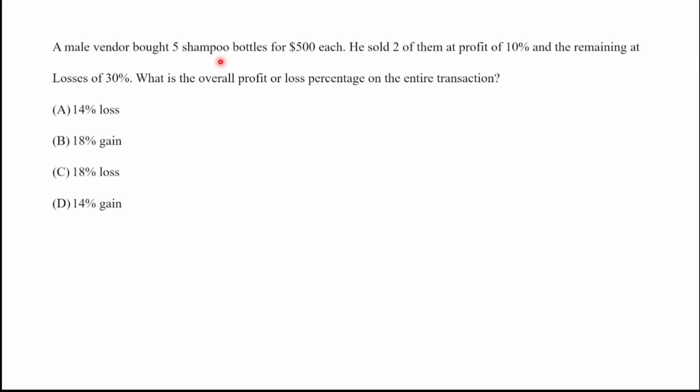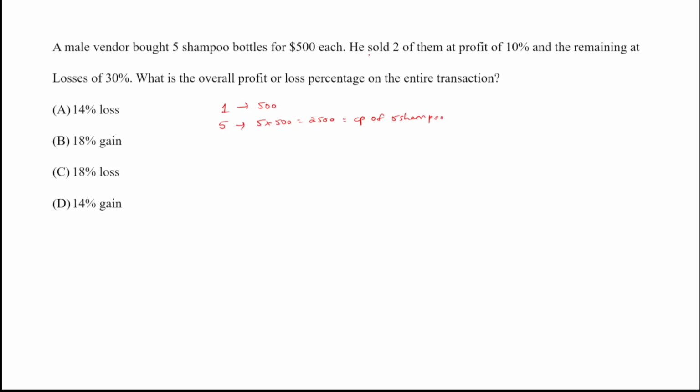A male vendor bought 5 shampoo bottles for 500 rupees each. He sold 2 of them at profit of 10% and the remaining at loss of 30%. What is the overall profit or loss percentage on the entire transaction? So here we can see that each shampoo bottle is of 500. So here we write like one shampoo bottle is equals to 500, which means 5 shampoo bottles equals to 5 into 500, which is equals to 2500. So this is the cost price of all the 5 shampoo bottles.